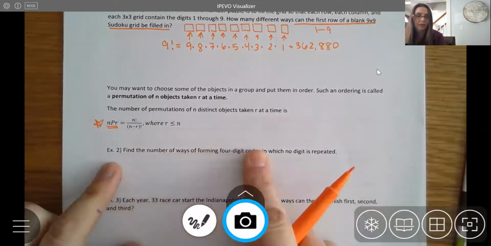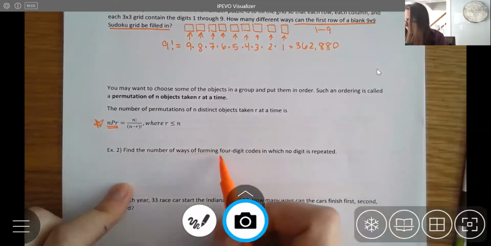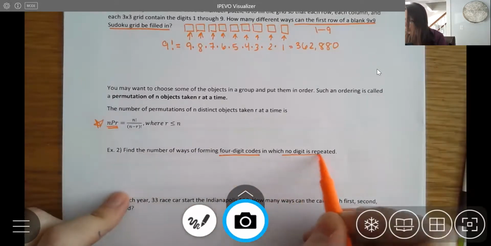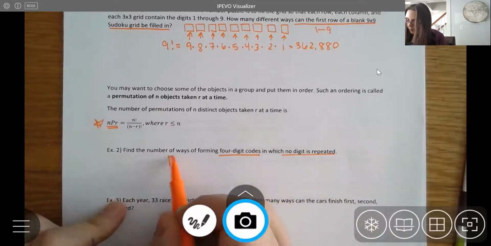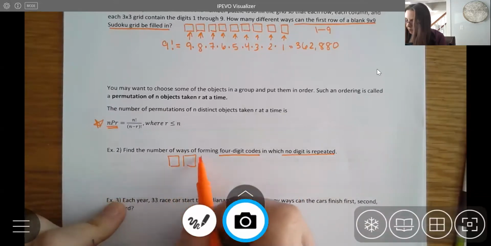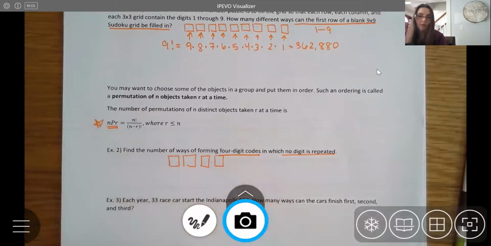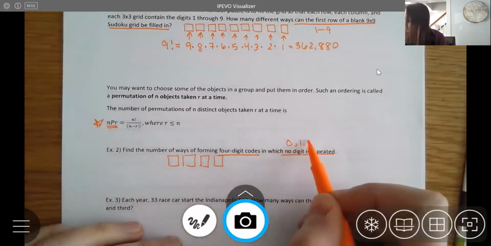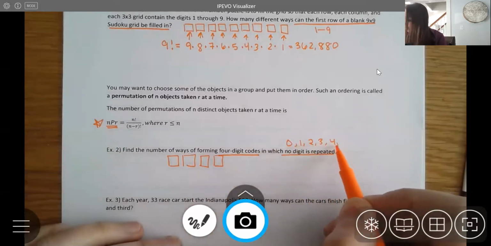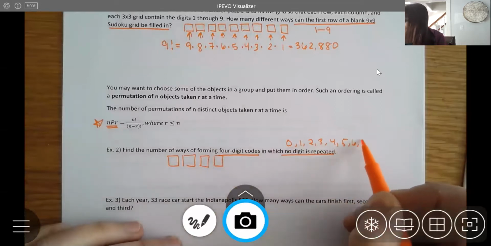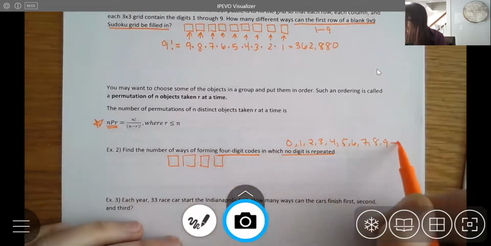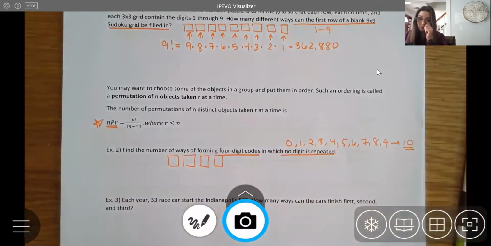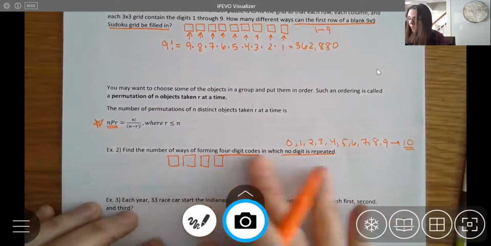And here's a great example. Find the number of ways of forming 4-digit codes in which no digit is repeated. So again, you have 1, 2, 3, 4 boxes here. And what happens is you have the digits. So you're using digits 0 through 9, so you have 10 options for digits that you can use within those 4 boxes. So we're going to choose just 4 there.